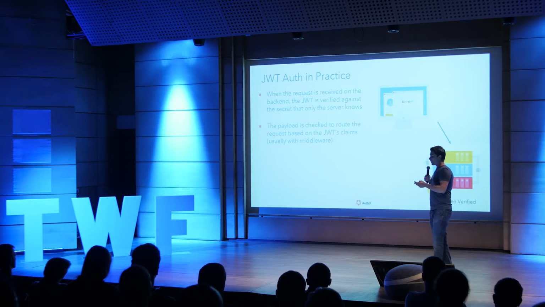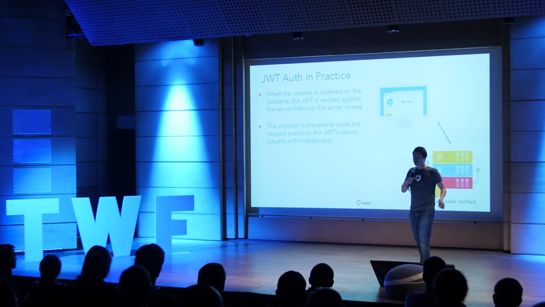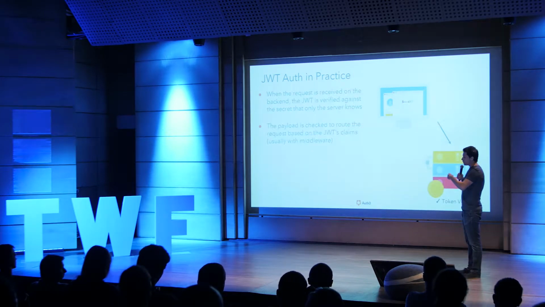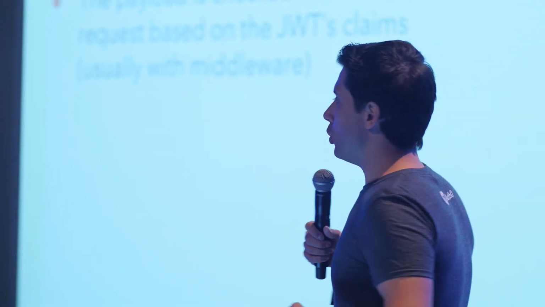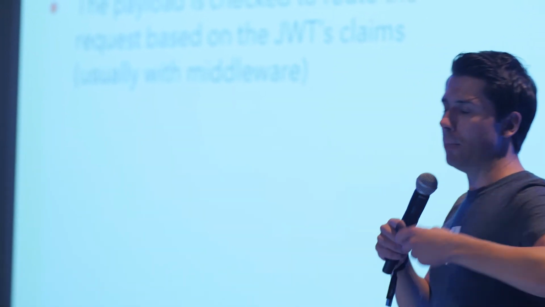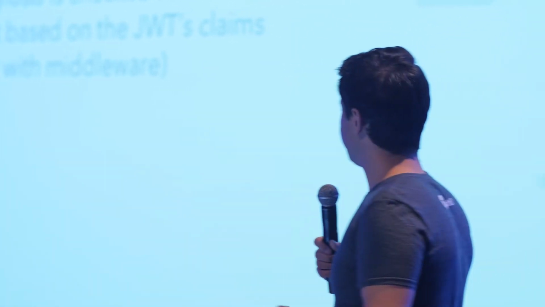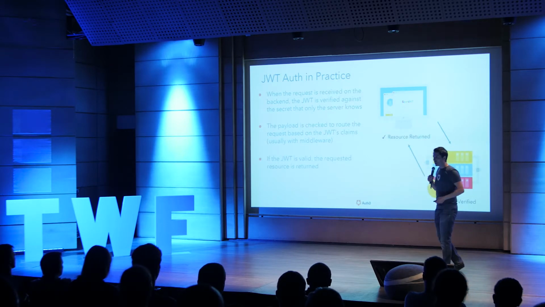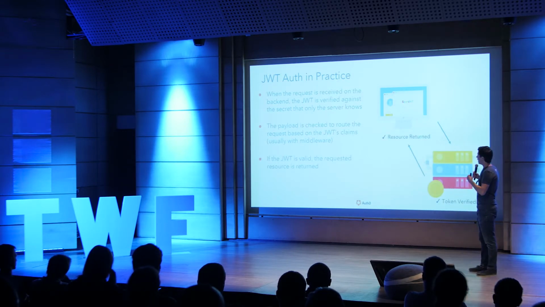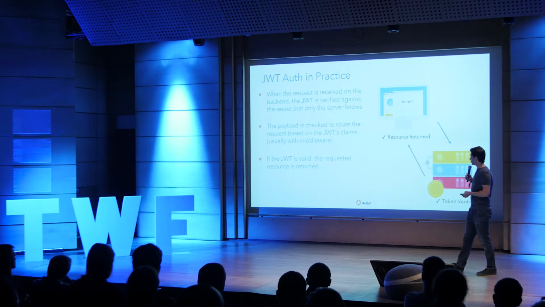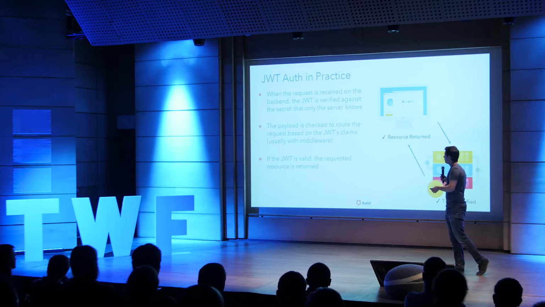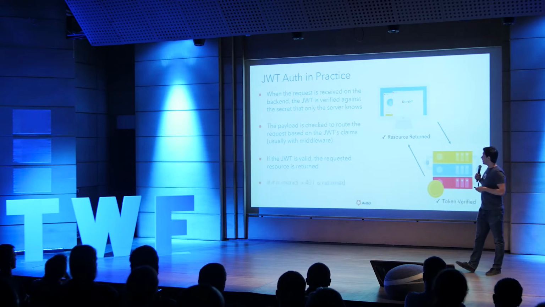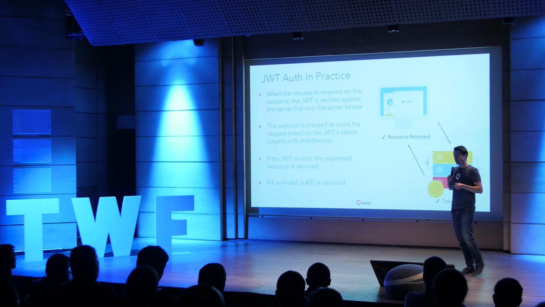We can also check the payload to figure out what the user should get access to, usually done with some kind of middleware. So if you're using Node or something, usually you would write a middleware to take care of that action. And if the request is valid, if their token is valid, if their payload says that they can access the resources that they are requesting, then that resource gets returned to them. But if not, a 401 gets returned to them.